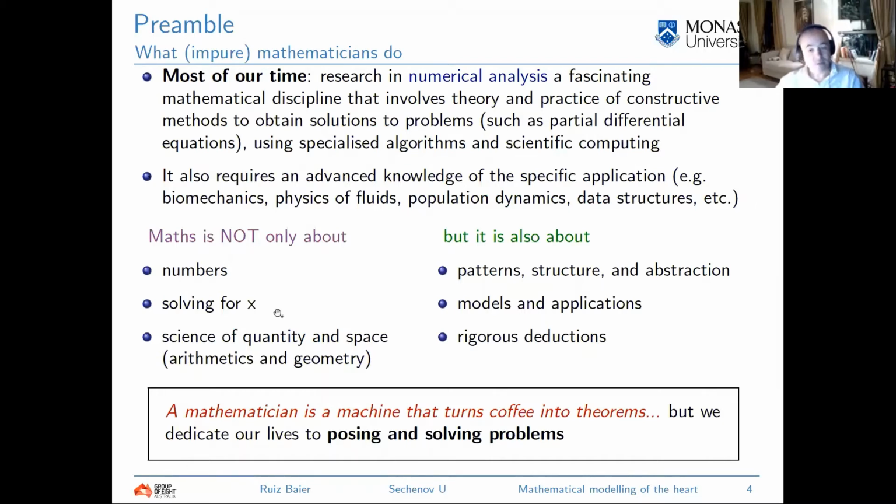It's much more involved than that. It's, as I put it here, arithmetics and geometry, which are two branches of mathematics that deal with quantities and space, all the mathematics of space. That's geometry. And this is what we usually know in high school mathematics or first years of uni, but it goes much beyond that. It's about finding patterns, finding structure in nature.